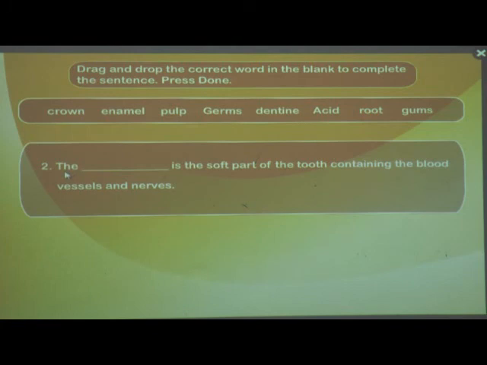The next question is: the dash is the soft part of the tooth containing the blood vessels and nerves. Do you remember we learned in the structure of the tooth that the innermost part contains blood vessels and nerves, and that is called pulp. So pulp is here, P-U-L-P, pulp. The pulp is the soft part of the tooth containing the blood vessels and nerves. Yes, again we are correct. Now we will move to next question.